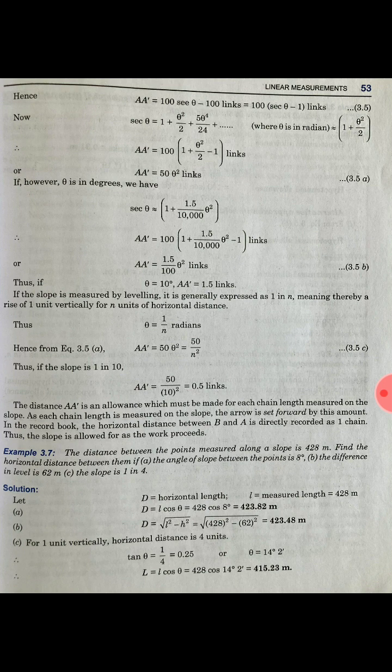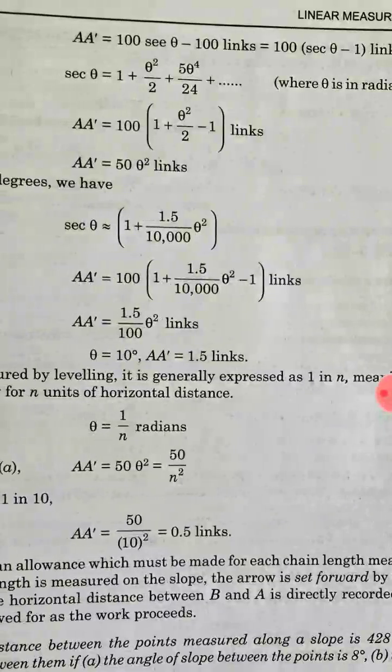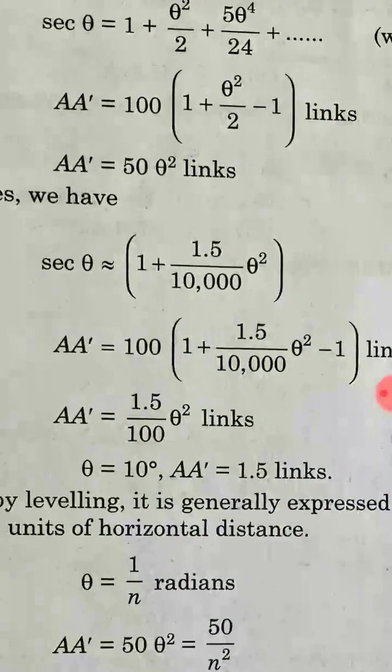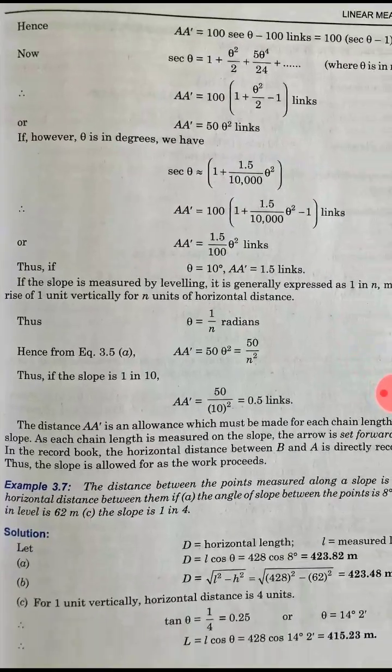So now, sec theta is equal to 1 plus theta square by 2 plus 5 theta raised to 4 by 24. They have written it in mathematical format for the sec theta, so you ignore that. Consider only sec theta, so A dash is equal to 100 into the bracket 1 plus theta square by 2 minus 1 links. If I simplify this, A dash is equal to 50 theta square links, correct.